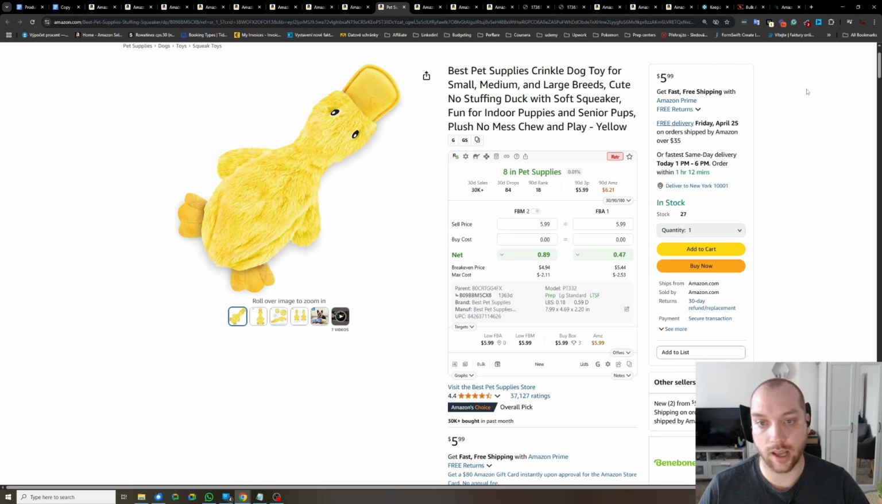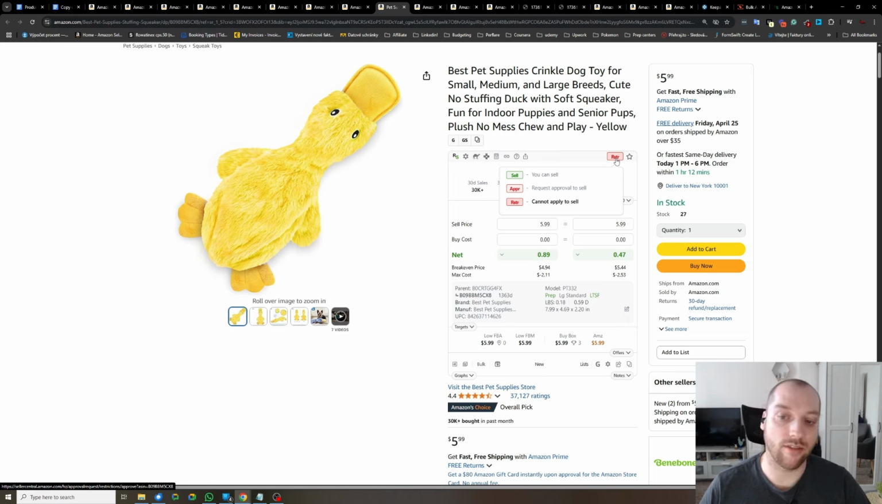Again, SellerAmp and any other tool has the same feature. So basically when it says restricted, you cannot apply to sell. If it says you can sell with green, that's good to go. If it says APPR approval, Amazon is going to ask you for uploading an invoice from your supplier, and then you can sell it. But most of the time you're going to see this APPR approval, and that's completely fine.